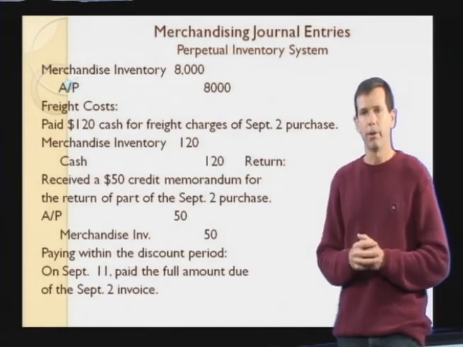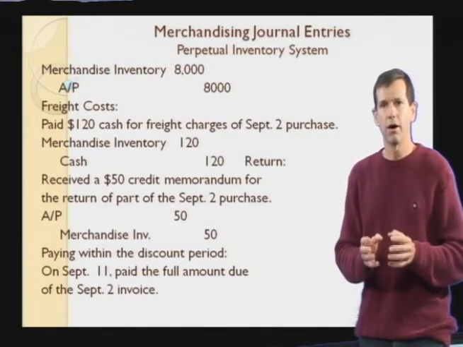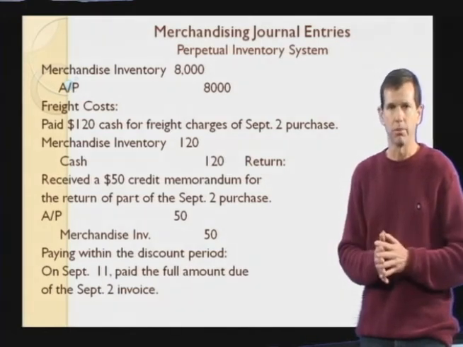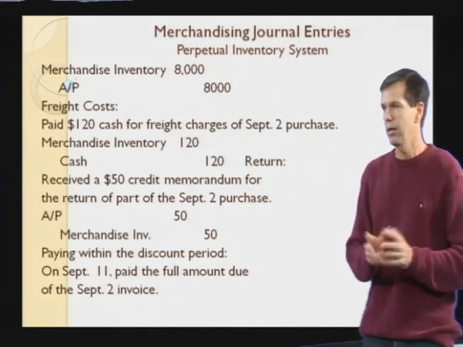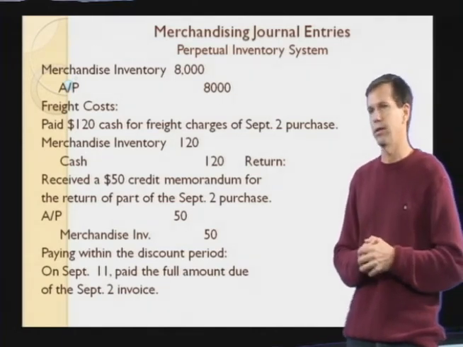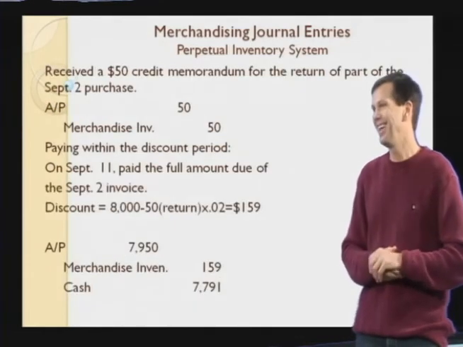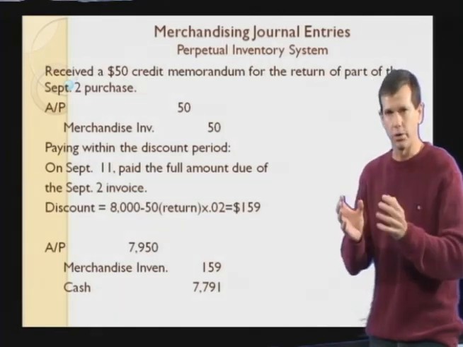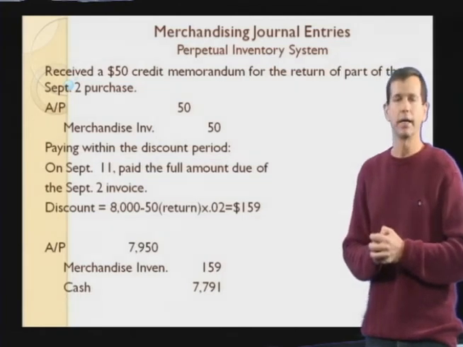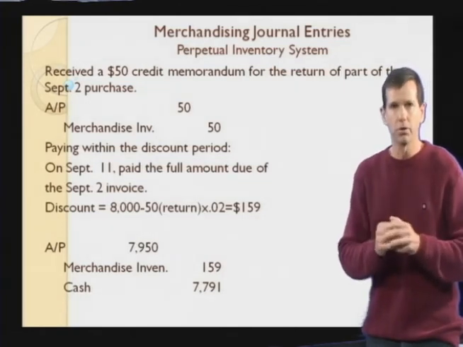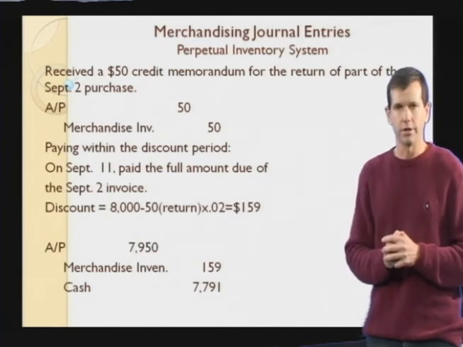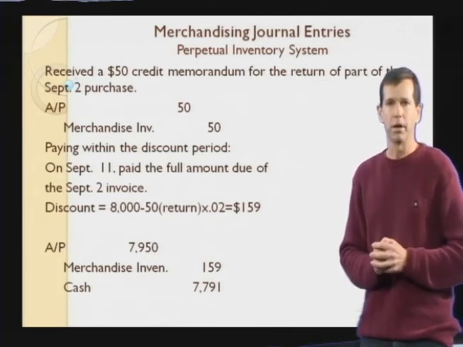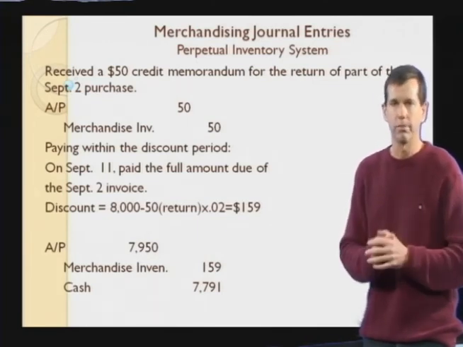Again, put me on pause, and I want you to figure out what we have to pay to pay this thing off in full as of September 11th. Okay, looking at the next slide, you can see that we figure out the discount there. The discount base is $8,000, our original purchase, minus the $50 return. We do not get a discount on the return. Also, make special note here, we don't get a discount on the shipping. We had to pay the shipping, but that was with a third party, the shipping company. We do not get a discount on that. Of course, we've already paid the shipping anyway.